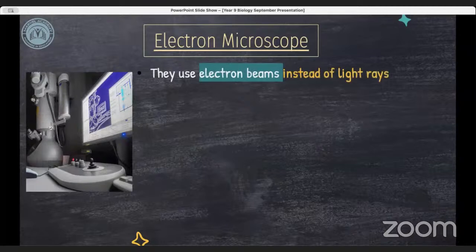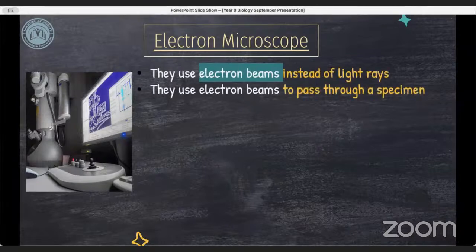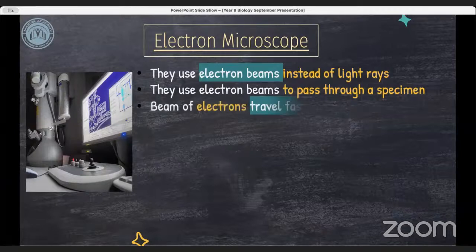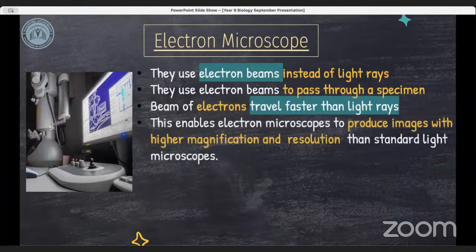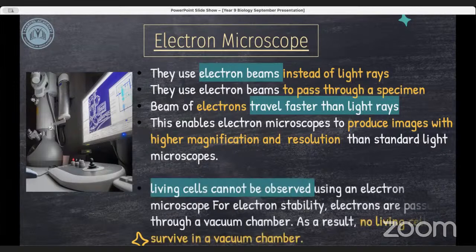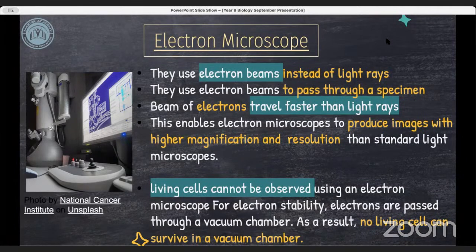Then, children, we came to the electron microscope. You know the electron microscope uses electron beams, and they can travel faster than light, and also they can produce a higher magnification and resolution. So make a note of this. Living cells cannot be observed under this, because the electrons are passed in a vacuum chamber, so no cells can survive in such an environment.